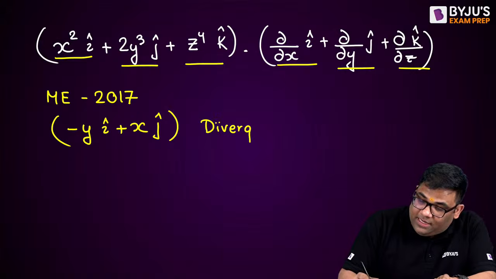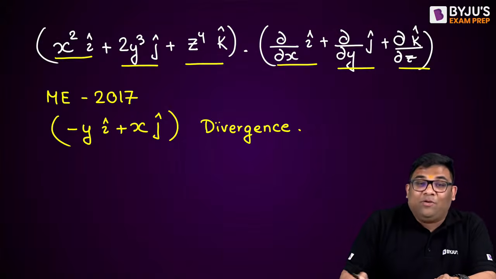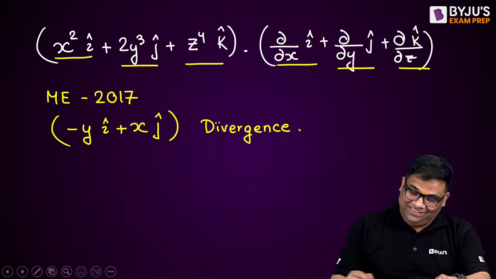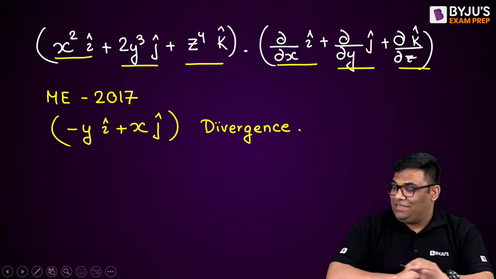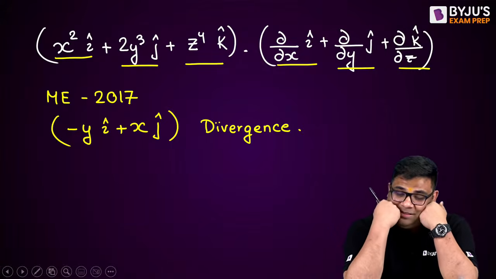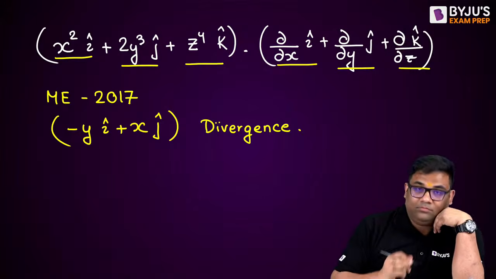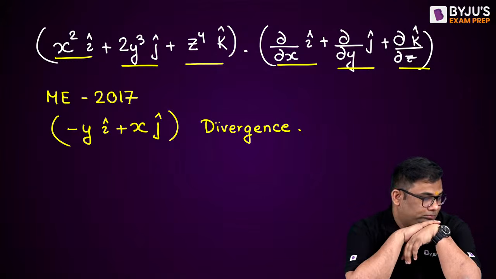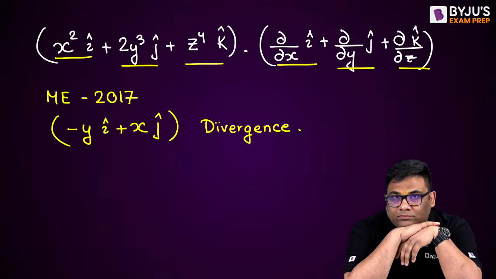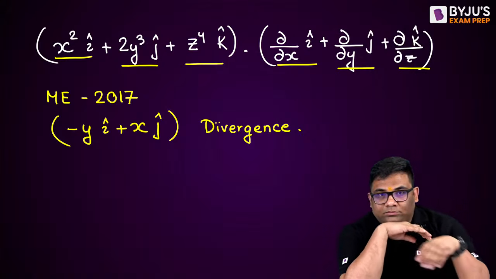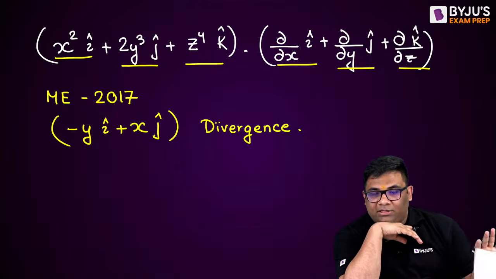Suppose this is the function. It is asked to find out the divergence of this function. Again, it's a vector function, right? It's one more question, very straightforward. What's the divergence of this function? Tell me. Very straightforward, easy. X minus y or 0?